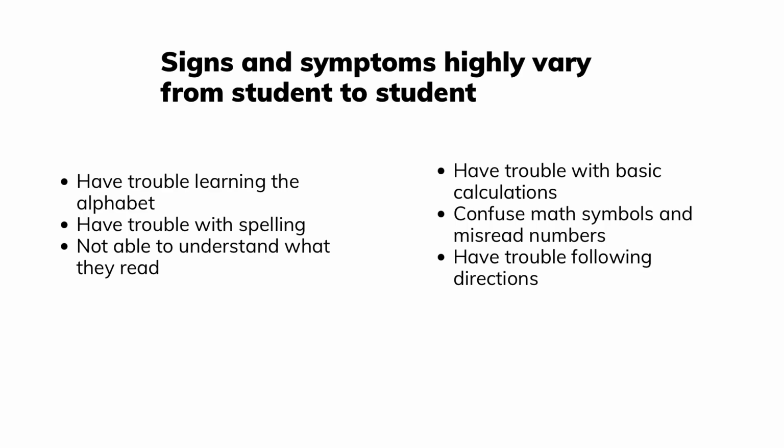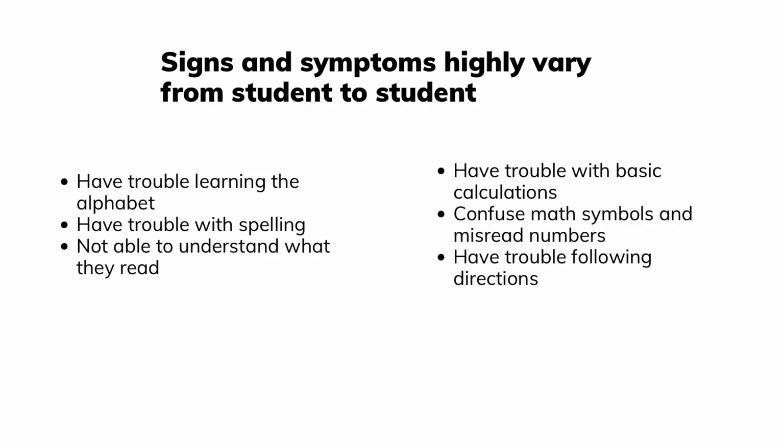Because specific learning disabilities are such a wide topic and cover a lot of ground, the signs and symptoms really vary from student to student. So they're not the same, they can be completely different, and it makes it really hard to diagnose and to notice and to figure out the best way to help. But some symptoms include having trouble learning the alphabet if they just can't remember it, or if they are mixing up their B's and their D's.